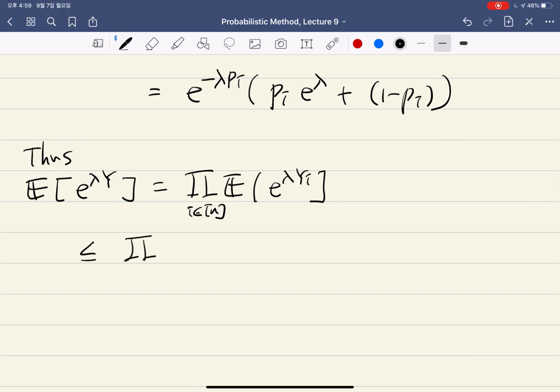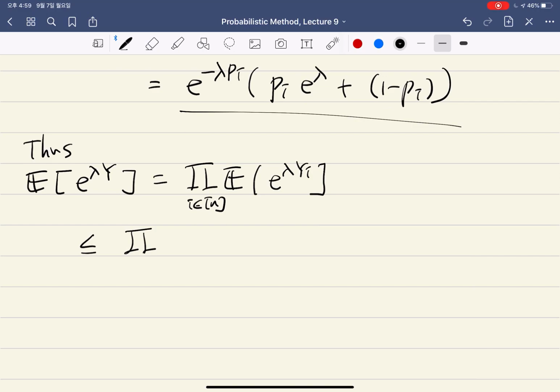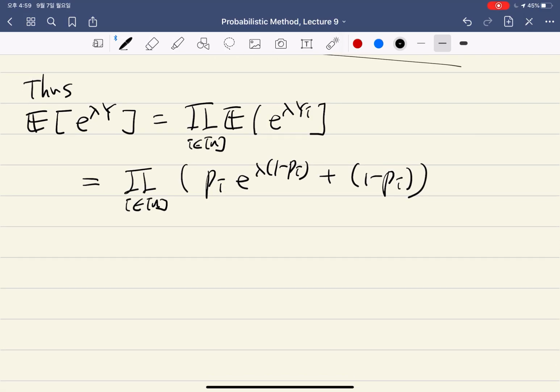And we write this as pi times e to the lambda plus 1 minus pi, and it's e to the minus lambda pn. Let's just write it in one go. This is at most e to the negative lambda pn times (p e to the lambda plus 1 minus p) to the n.